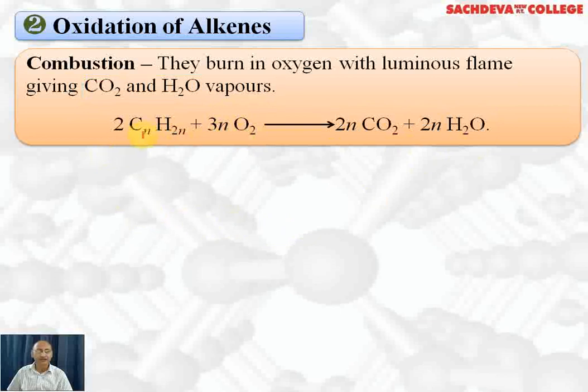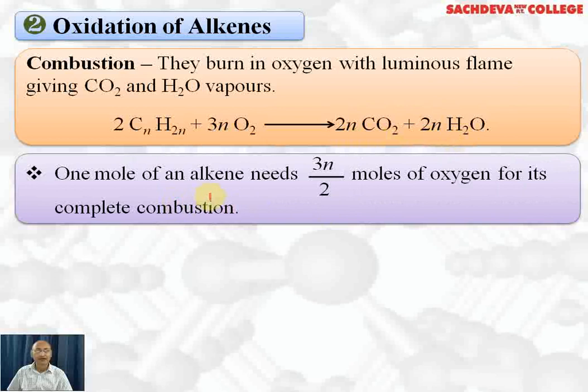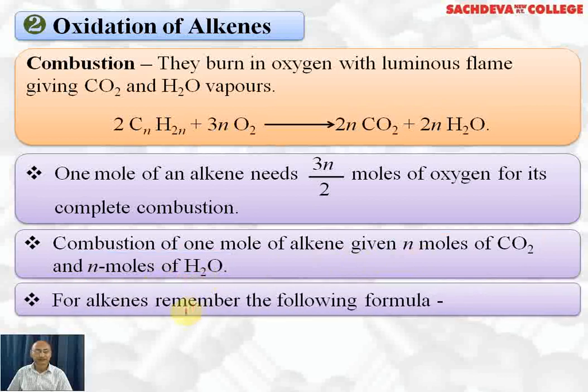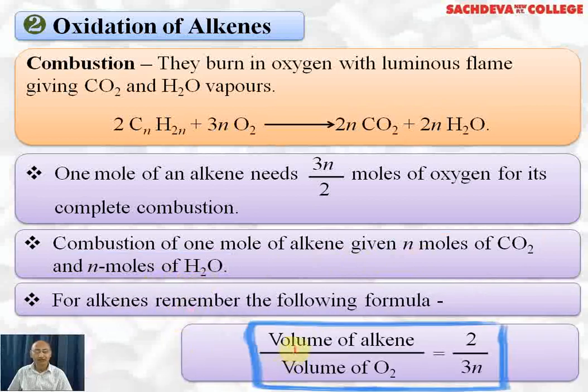So if you balance it, if you take 2 moles of alkene and 3n moles of oxygen, we'll get 2n moles of carbon dioxide and 2n moles of water. 1 mole of an alkene needs 3n/2 moles of oxygen for its complete combustion. Combustion of 1 mole of alkene gives n moles of CO2 and n moles of water. For alkenes, remember this formula: volume of alkene divided by volume of oxygen is equal to 2 divided by 3n. So this will help you to solve numerical problems based on this equation.